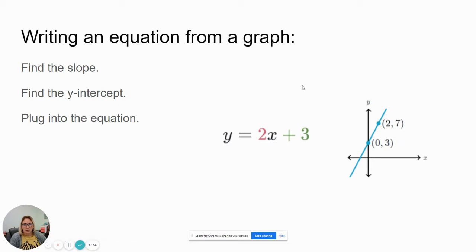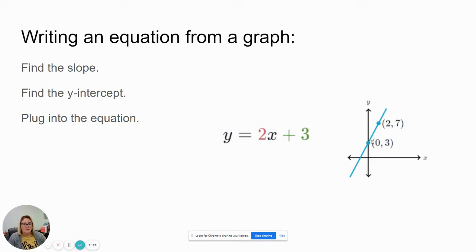Okay, so now we're going to talk about writing an equation from a graph. Okay, and this is going to be something where you're going to have to find where it crosses the y-axis, and you're going to have to find your slope. Okay, sometimes you can do your slope by counting it. Sometimes we're going to be using that slope formula that we used last week.